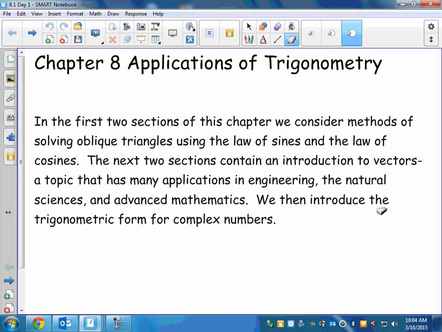Applications of trig, and I kind of stole this from your book since you don't have a book, right? So that you could read it. But it talks about what are applications of trigonometry. In the first two sections, which is today and next week, we're going to talk about how we can solve oblique triangles. Do you know what an oblique triangle is?